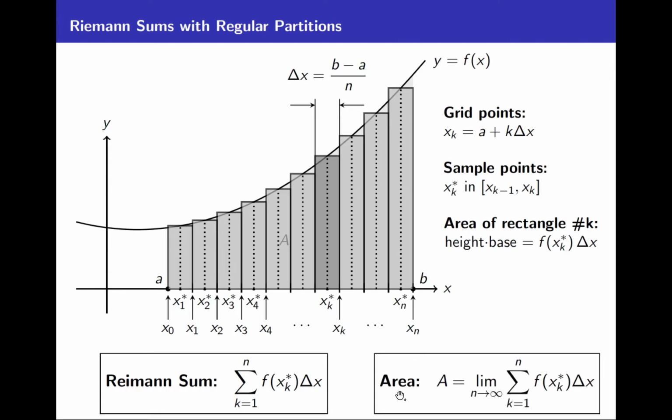And in fact, you could say that the area under the curve, the area A, is the limit as the number n of rectangles goes to infinity of the sum from k equals 1 to n of f of x sub k star times delta x. In other words, area is this limit of Riemann sums. So we'll see when we get to the definition of a definite integral, this expression right here is going to be a part of it.